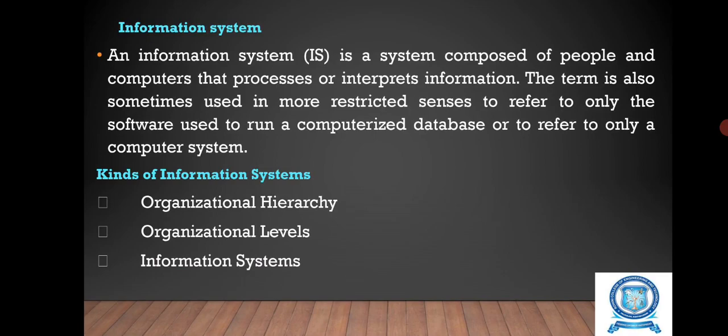Information system. An information system is a system composed of people and computers that processes or interprets information. The term is also sometimes used in more restricted senses to refer to only the software used to run a computerized database or to refer to only a computer system. Kinds of information systems: organizational hierarchy, organizational levels, information systems.